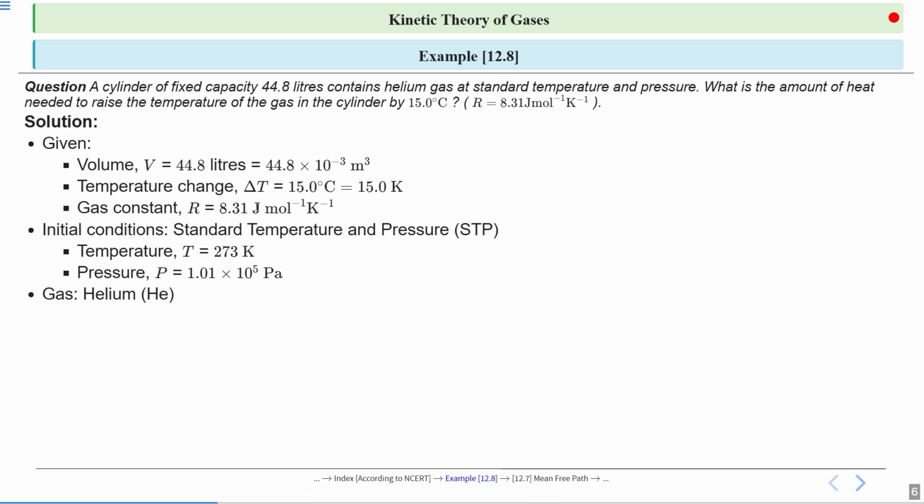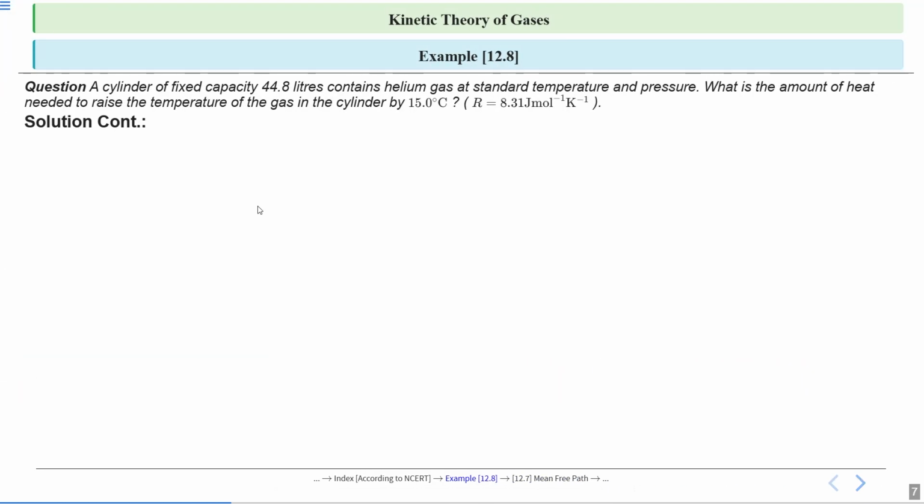The gas in question is helium, which is a monoatomic gas. This means it has specific heat capacities that differ from diatomic gases. For helium, the molar heat capacity at constant volume Cv equal to 3/2 R. This value is derived from the degrees of freedom of the gas particles.